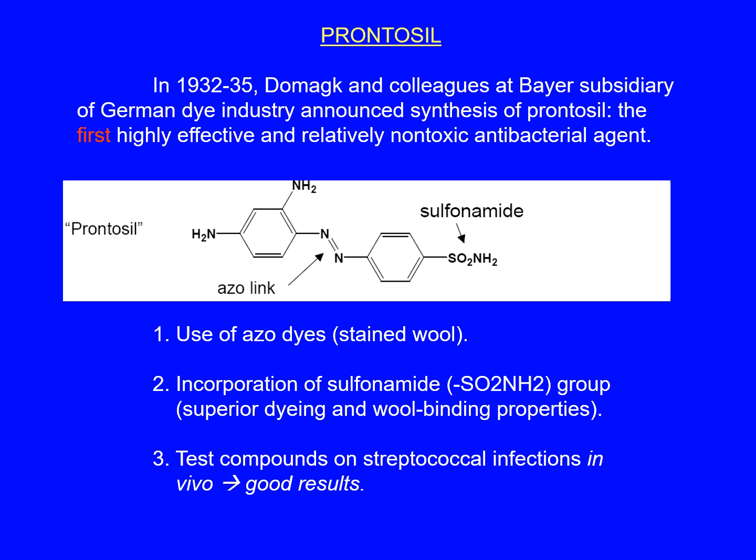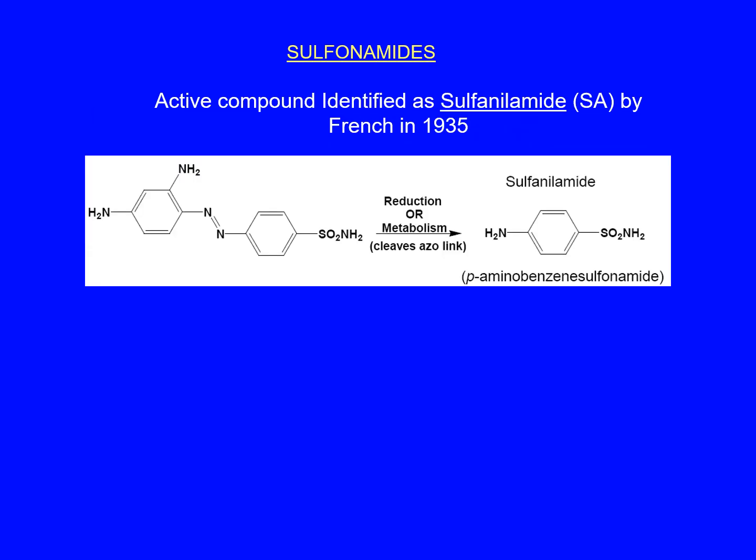And he discovered that Prontosil is a beautiful antimicrobial, and this is important because we were done with World War I and World War II was coming up, and we needed antimicrobials that kill bacteria such as strep and staph in wounded soldiers. It turned out that this azo link here is very important, and as you will see in the next slide, by just cutting the azo link here, you get actually the active moiety, which is sulfanilamide or para-aminobenzene sulfonamide. So this breakage of the azo link happens by reduction or metabolism.